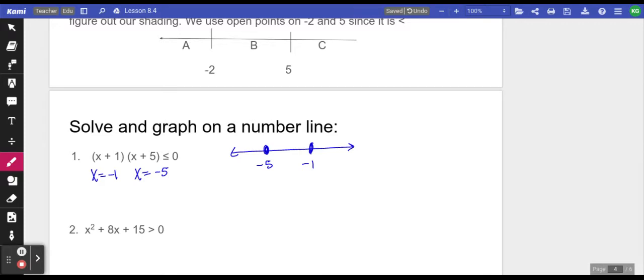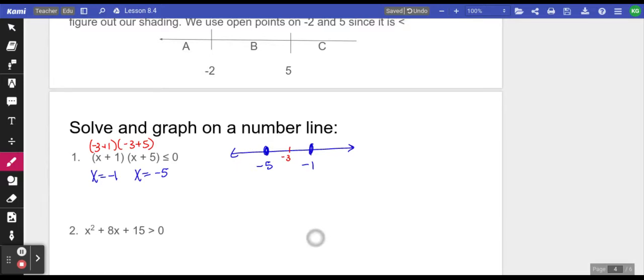And so I have to check, though, to see which way the arrows will point. So what I like to do is start with checking something in the middle. Something in between here would be -3. And so I'm going to check to see if that's a solution of this equation. So I'm going to put -3 plus 1 times -3 plus 5 in my calculator and see if it is less than or equal to 0. It gives me -4, which is less than or equal to 0. So I know that these arrows have to point towards the -3.